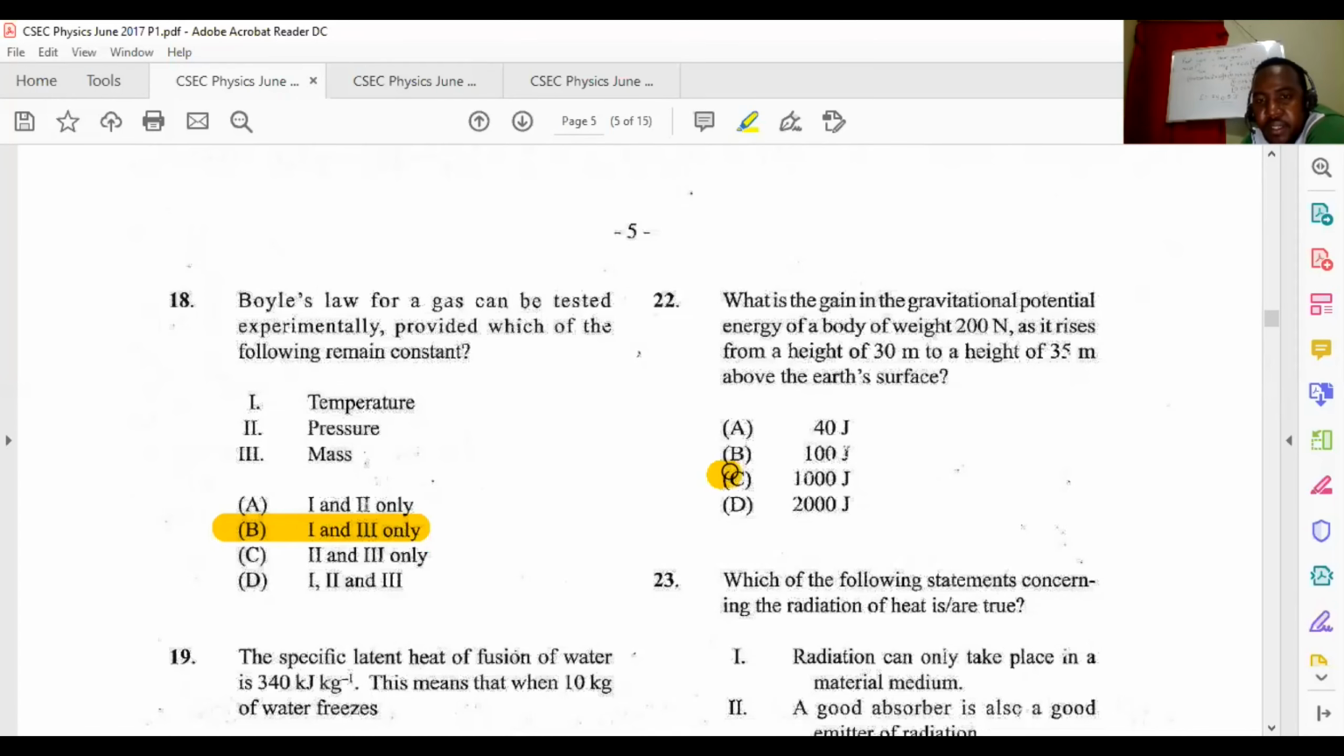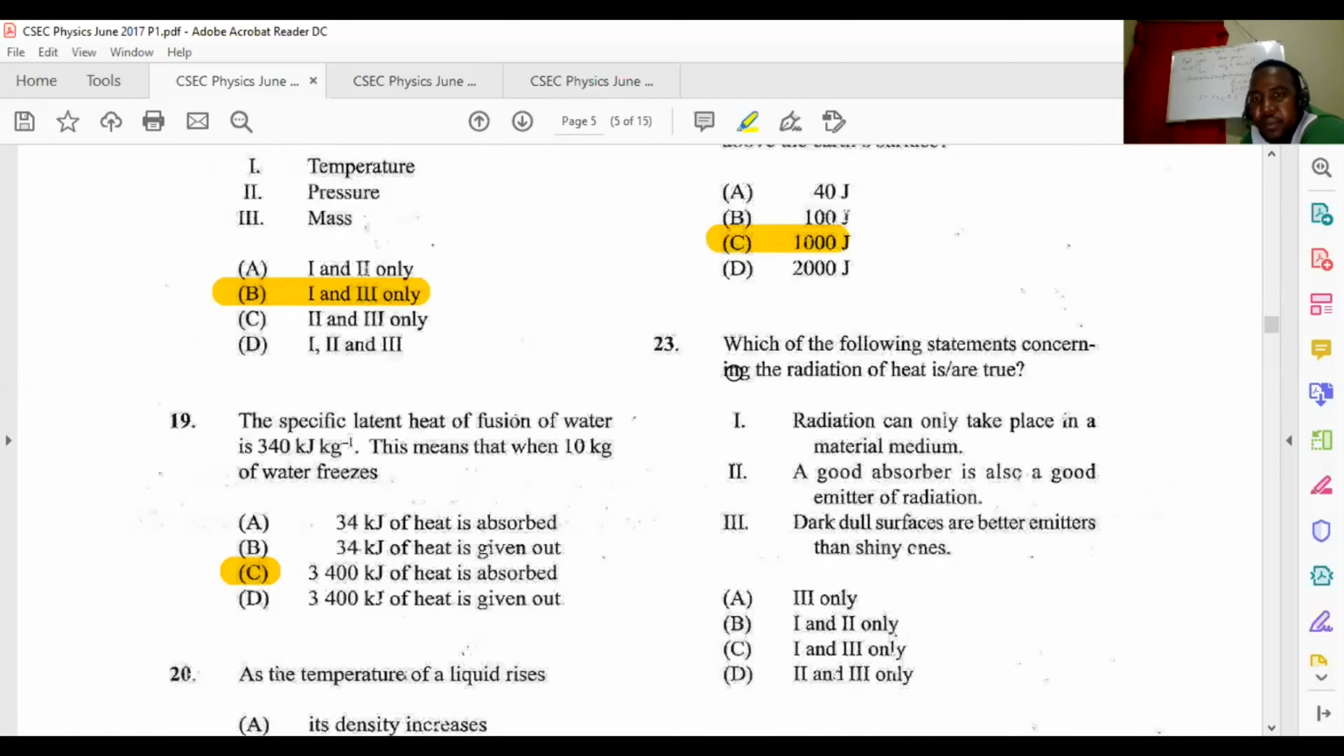So we have C for our answer. All right, next, 23. Which of the following statements concerning the radiation of heat is or are true? Radiation can only take place in a material medium. A good absorber is also a good emitter of radiation. Dark, dull surfaces are better emitters than shiny ones. All right, so which of those statements are true?